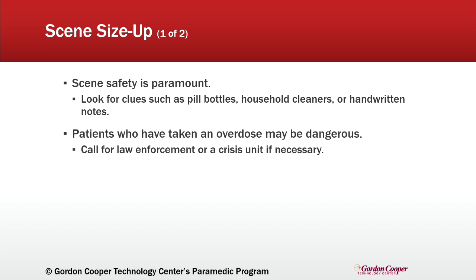These types of situations that involve drugs and medications and abuse and that kind of thing are fraught with other safety issues. So it's really, really important to keep an eye out for safety hazards as they may crop up. Some telltale clues to look for are medication containers, household chemicals, written notes, those kinds of things. Overdose patients may pose a safety risk, so you want to be sure that you approach those patients cautiously. And of course, call for law enforcement or crisis intervention if necessary, depending on the circumstances that you find yourself in.